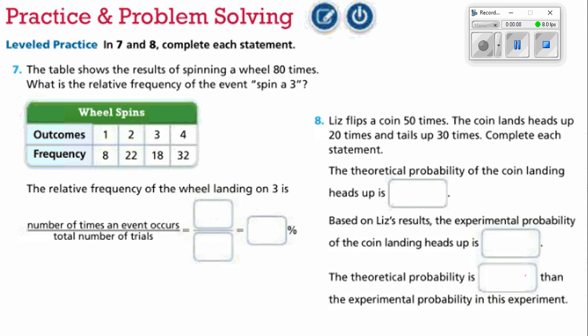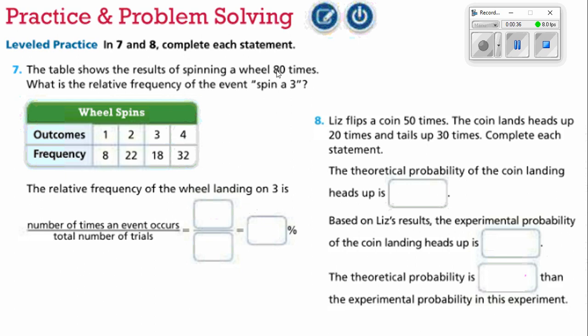Well, we've got number 7 starting us off. It says the table shows the result of spinning a wheel 80 times. What is the relative frequency of the event of spinning a 3? Well, we see here 1 came up 8 times out of that 80 times. 2 came up 22 times, 3 came up 18 times, and 4 came up 32 times.